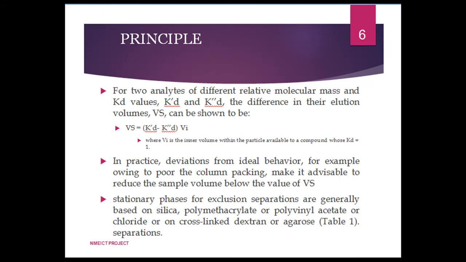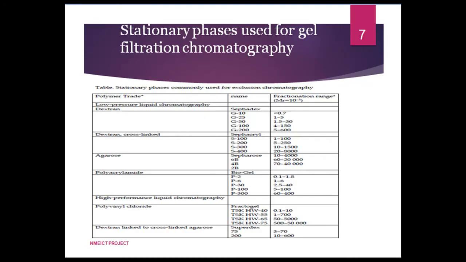Different types of stationary phase are used as matrices in size exclusion chromatography. They are generally silica, polymethyl acrylate, or cross-linked dextran or agarose. We'll discuss the different types of these matrices used in low pressure liquid chromatography and high pressure liquid chromatography one by one. All these matrices are available in a range of pore sizes. They are generally used where the eluent is an organic system.